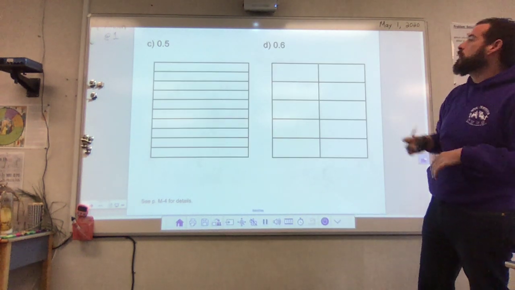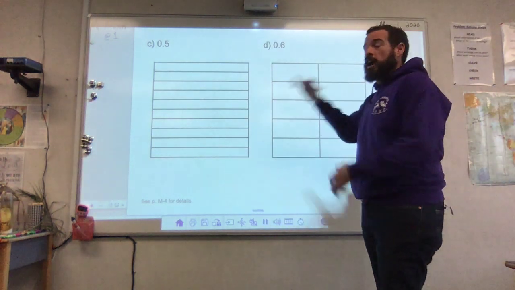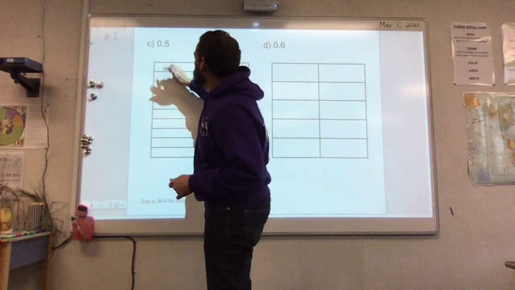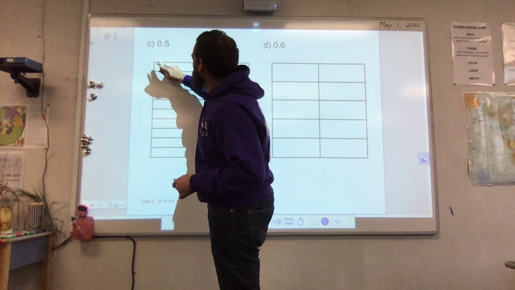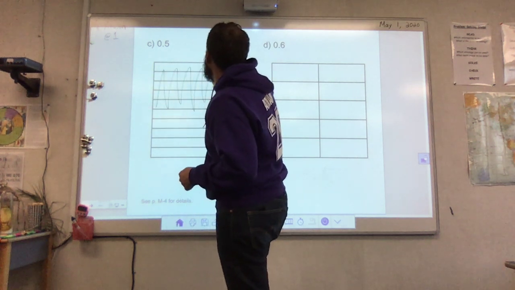All right, so here, 5 tenths. Again, I know that these are already divided for me into tenths. So now I've got 5 tenths, so that means I'm going to shade in 5 of these. 1, 2, 3, 4, 5. I'll just do that to show that.